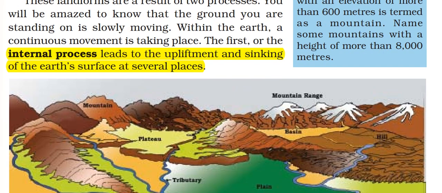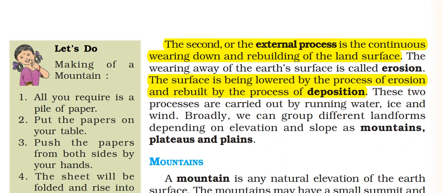The second process is the continuous wearing down and rebuilding of the land surface. The wearing away of the earth's surface is called erosion. The surface is lowered by the process of erosion and rebuilt by the process of deposition.